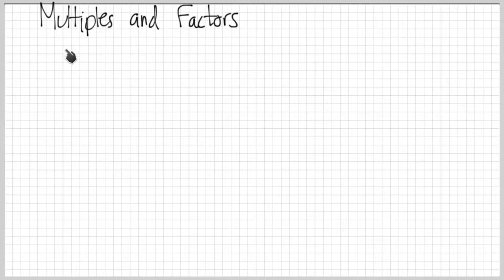Okay, we're going to talk about special types of multiples and factors. Multiples are simply numbers you get when you multiply a number by any other number. So take 3, and 3 times 2 is 6. So 6 is a multiple of 3 and also of 2.